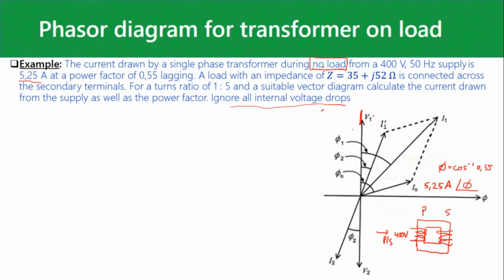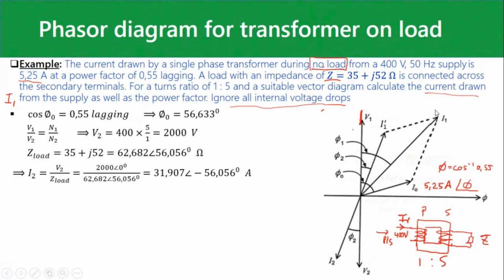All right, the load, there's our load connected here. And that is our Z, like that. So for a turns ratio of 1 to 5, all right, then what we calculate is the current drawn from the supply. In other words, how much is I1? If they said the current in the load, you do a different thing. But the current drawn from the supply is I1. So there we get our angle, phi.